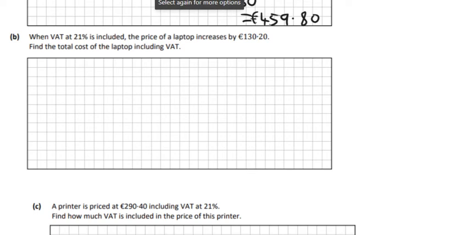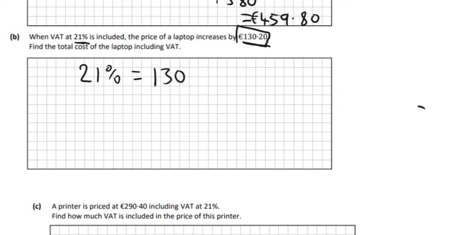Right, so the second bit then, part B. When VAT at 21% is included, the price of the laptop increases by this much. So what you have to take from this is that 21% has to be the €130.20. So you're trying to get back to what 100% would be, which would be the cost of the laptop.